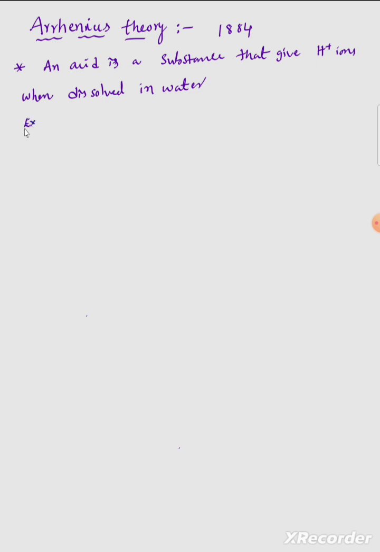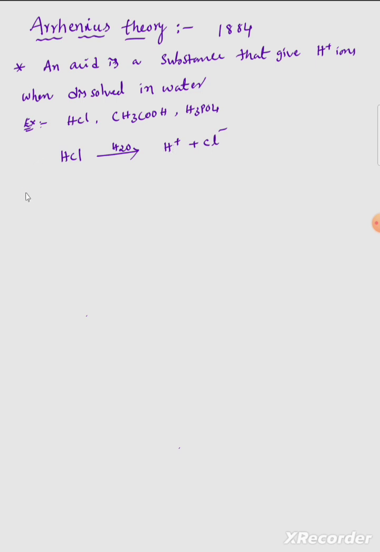Here are some examples: HCl, CH3COOH (acetic acid), H2SO4, H3PO4. How are these producing H plus ions? Suppose HCl is dissolved in water, it forms H plus ions and Cl minus ions. Similarly acetic acid and sulfuric acid also do the same.